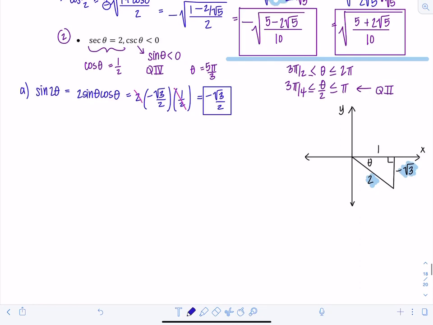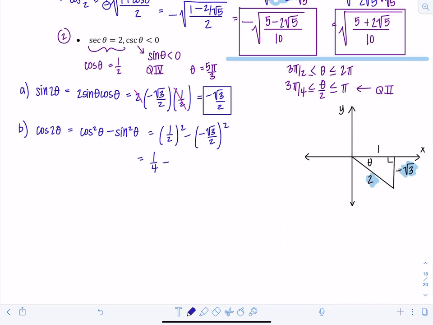All right, part B, cosine 2 theta equals cosine squared theta minus sine squared theta. So that's going to be 1/2 squared minus negative rad 3 over 2 squared, which gives us 1/4 minus 3/4, which is negative 1/2. All right, so far so good.